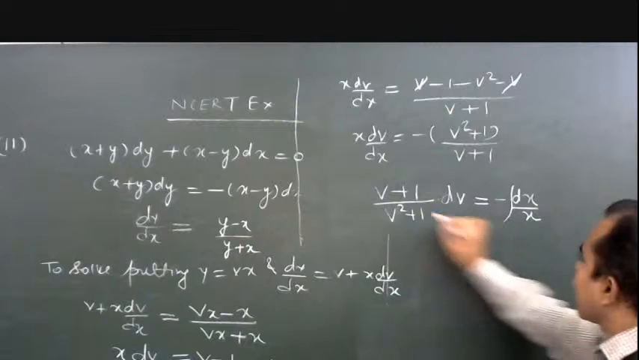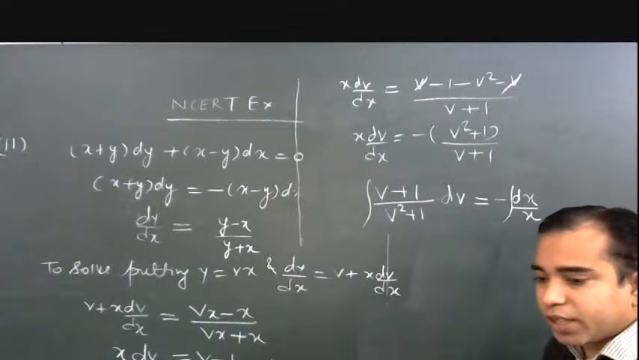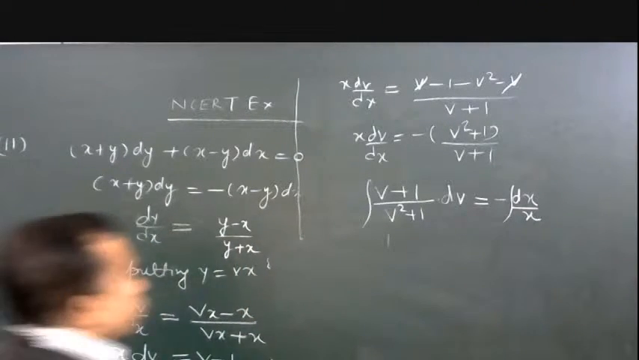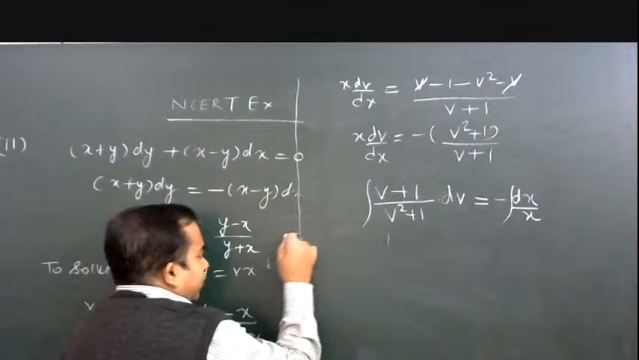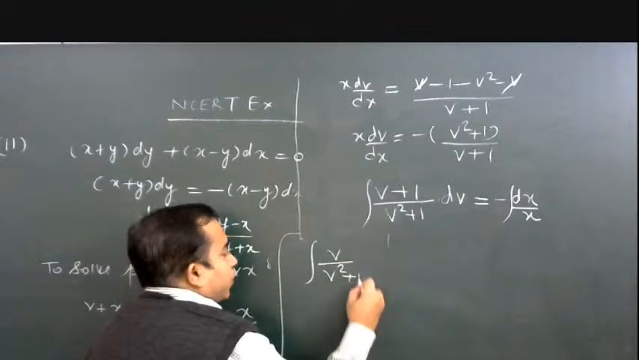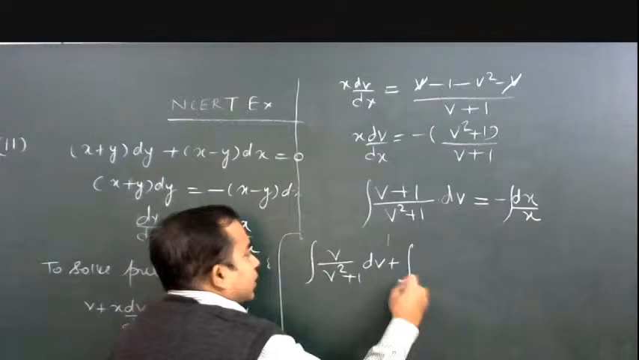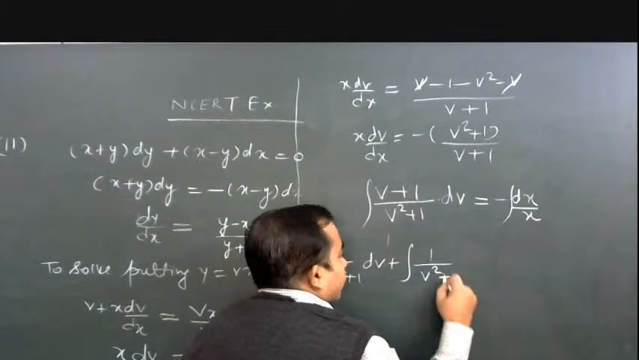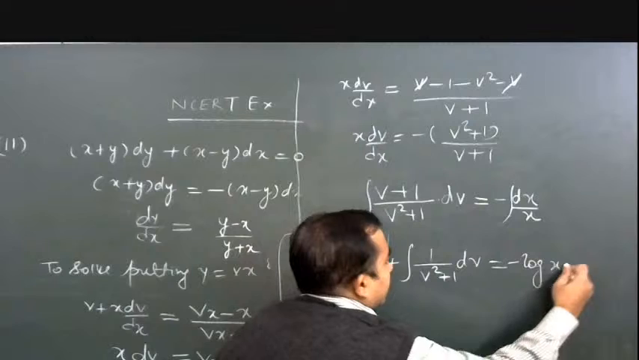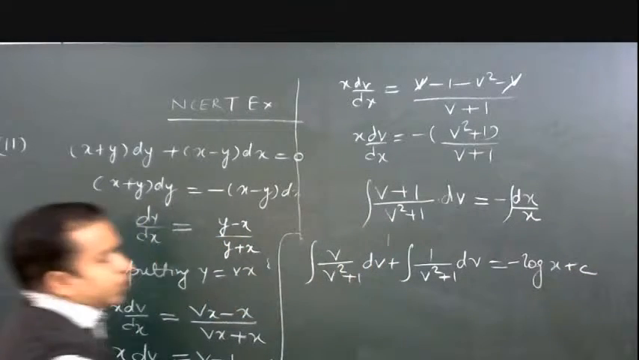Yes, good Anjali. Moving ahead, let us attach the integral sign to this. And how to integrate the left hand side? Students, anyone can switch on the mic and speak. We have to make two terms in the left hand side to integrate it. So let us make two terms: integral v upon v square plus 1 dv plus integral 1 upon v square plus 1 dv is equal to minus log x, and let me do plus c also on one side.